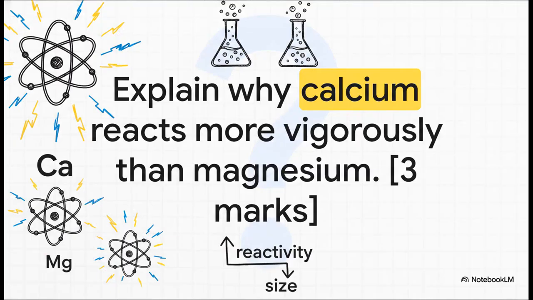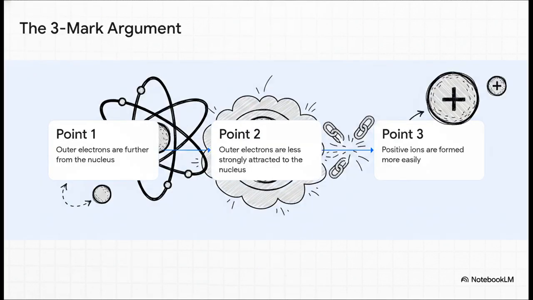So the question wants us to explain the difference in reactivity between two group 2 metals, calcium and magnesium. And they even give you a massive clue. They tell you that a calcium atom is larger. So why does being bigger make it more reactive? Here is the perfect 3-step argument, straight from the examiner's handbook. First, you state that in calcium, the outer shell electrons are further from the nucleus. That's your first mark right there.